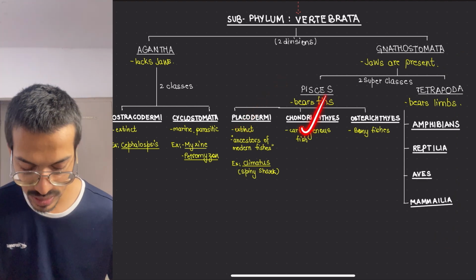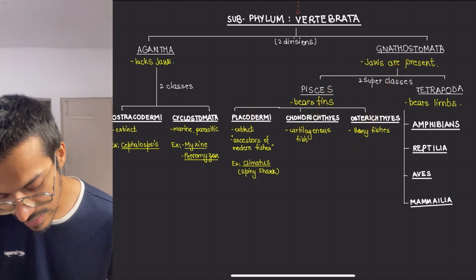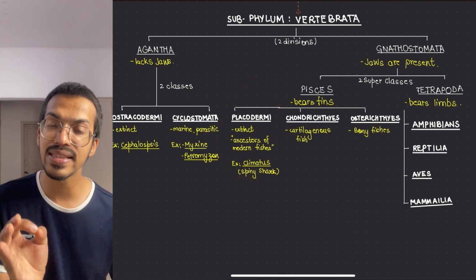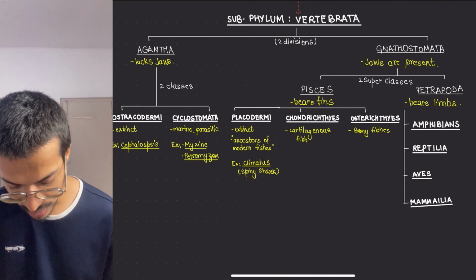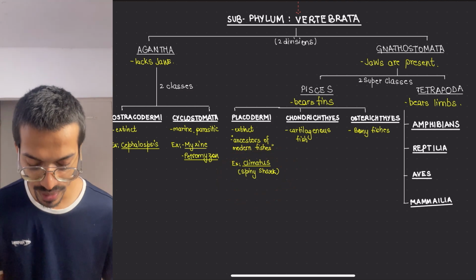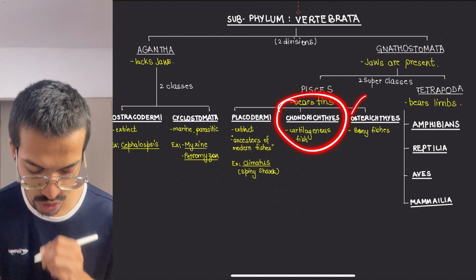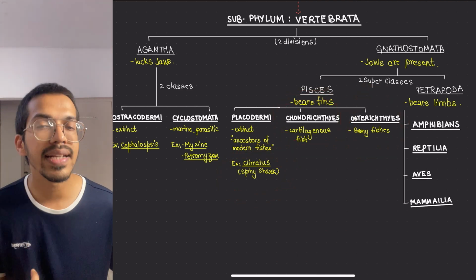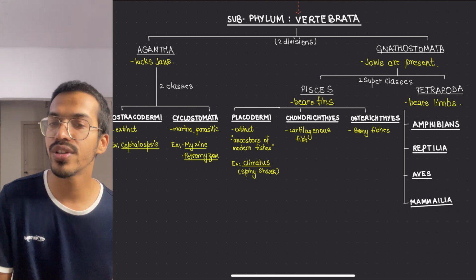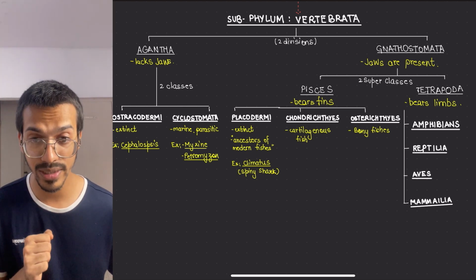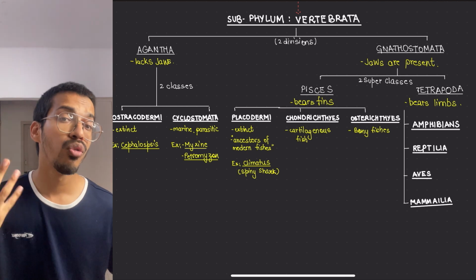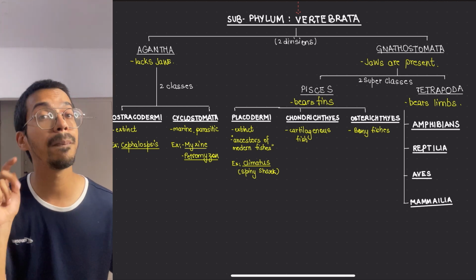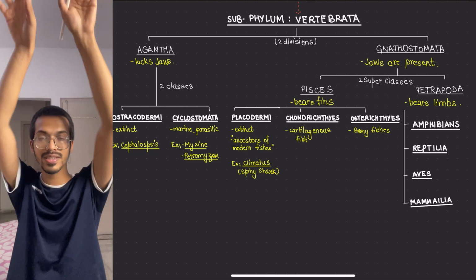Placodermi, Chondrichthyes, and Osteichthyes. Placodermi is extinct and is the ancestor of the modern fish. Example: Climatius. Whereas Chondrichthyes and Osteichthyes are the cartilaginous fish and the bony fish respectively. We will learn about them in detail. Whereas tetrapods have four limbs, or two pairs of limbs: the arms and legs, which are the hind limbs.